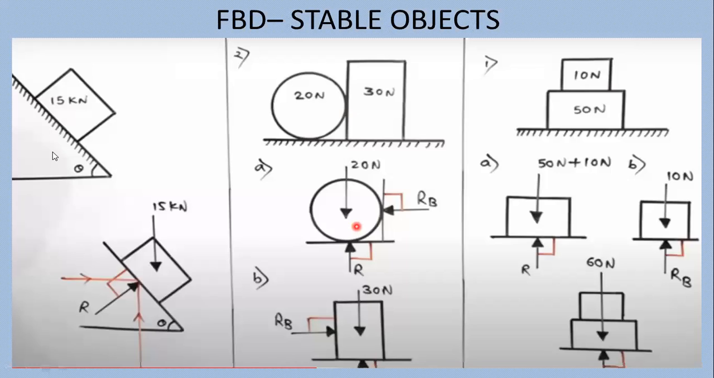Let us consider this first object, in which a 15 kilonewton box is resting over an inclined surface, and the surface is inclined by an angle theta. Now, this 15 kilonewton force is acting in a downward direction.